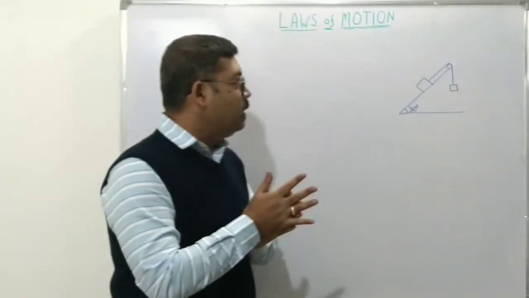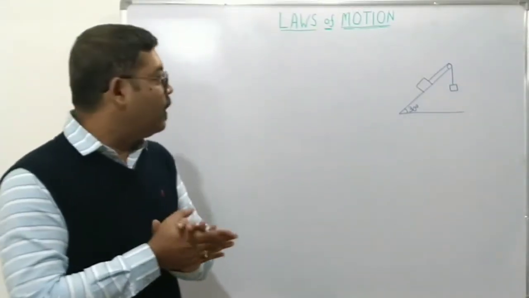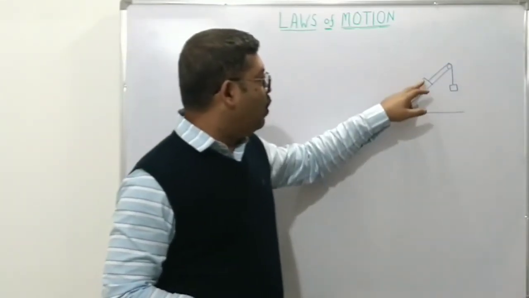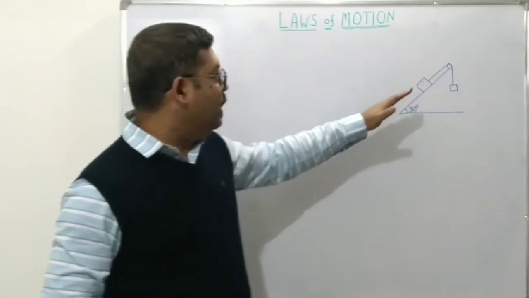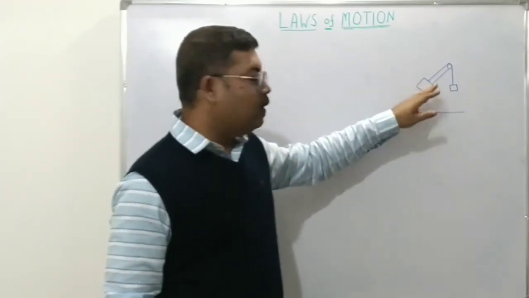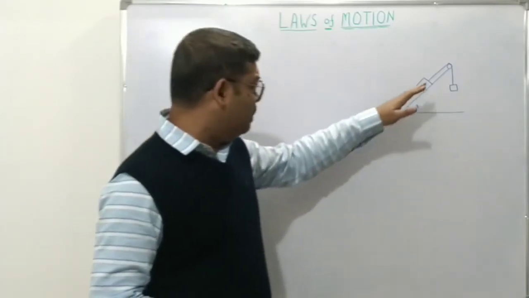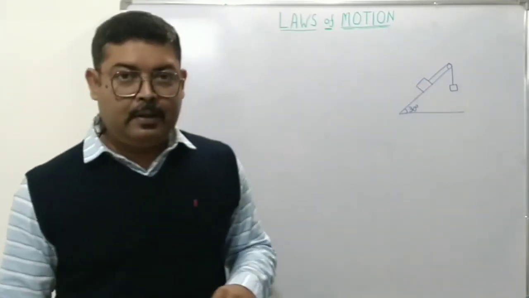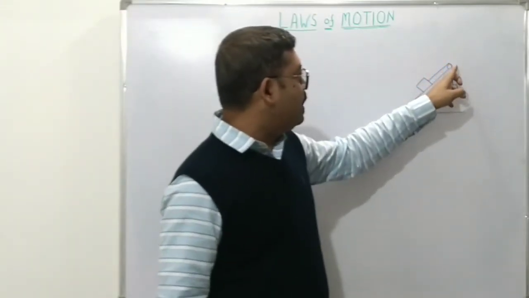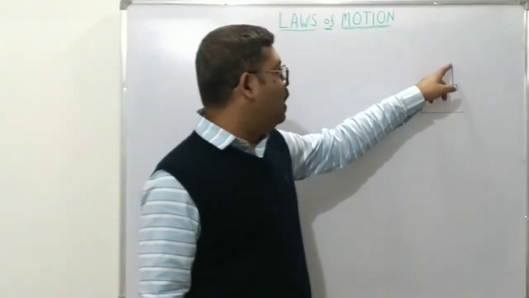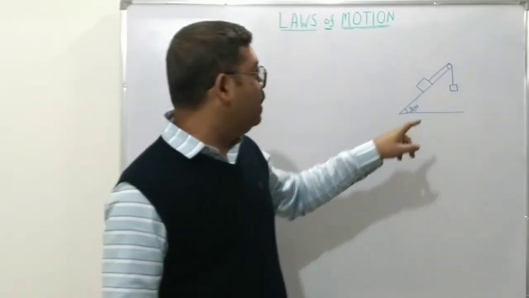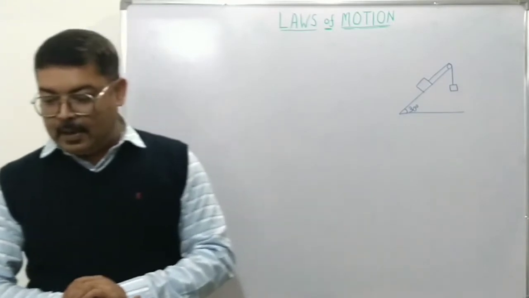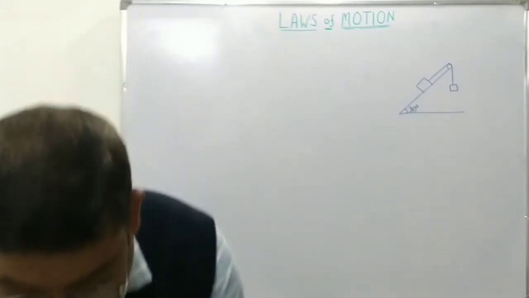Okay, let's consider a problem of connected bodies having friction. A block of certain mass is resting on a rough plane inclined at an angle theta, and it is connected through a massless inextensible string over a frictionless and massless pulley to another mass. What will be the net acceleration of the system and what will be the tension in the string?